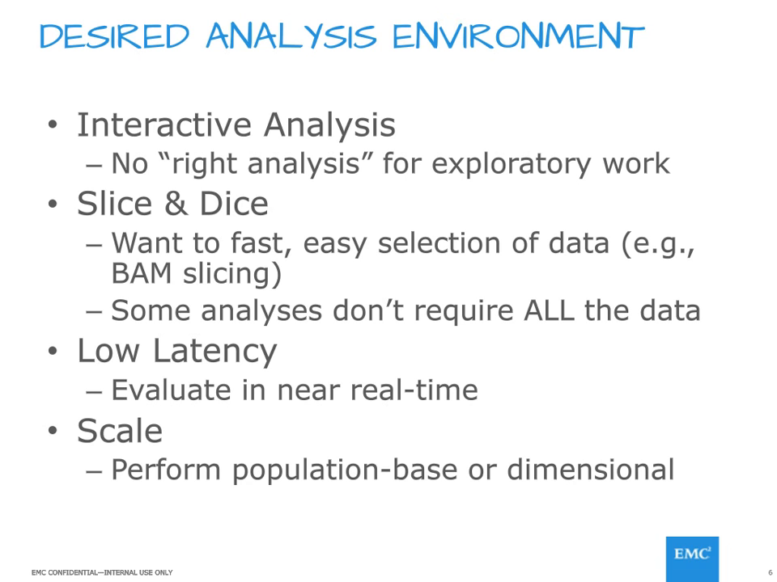The other ideal here is that you want to be able to quickly slice and dice and get subsets of the data. Some groups you'll hear talk about BAM slicing, where you're taking a slice or a subsection of a particular genome. And the other thing is that you want to be able to do these analyses very quickly and also be able to do them at scale.